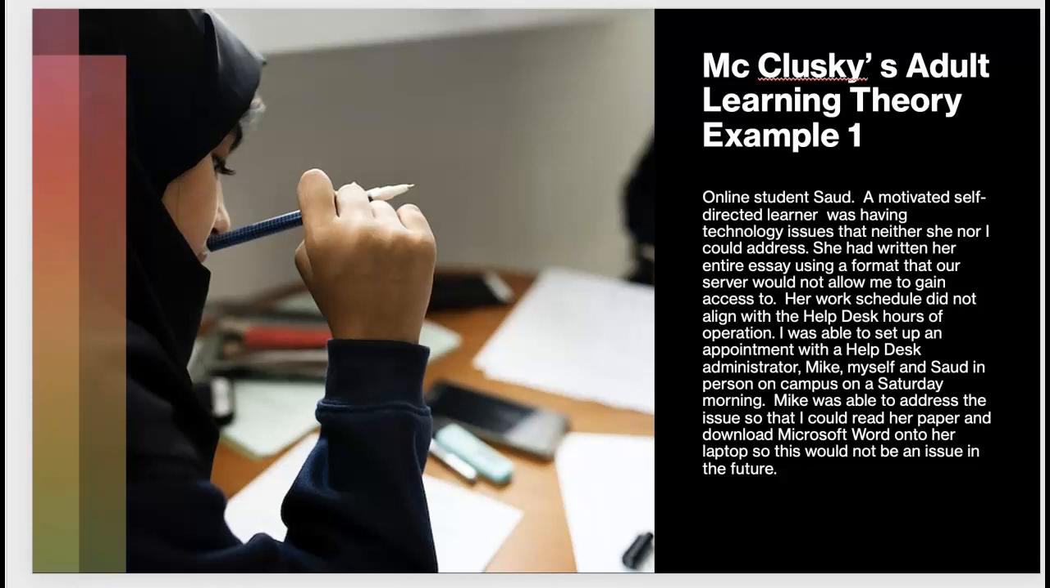So I applied Mikulski's adult learning theory to an example I had with an online student, Saud. She was a motivated, self-directed learner and was having technology issues that neither she nor I could address. She had written one of her essays. The entire essay was all written, and all I could see was really weird figures. So I could see that there was content there, but I could not open it in any kind of format. I don't know what she had on her computer.